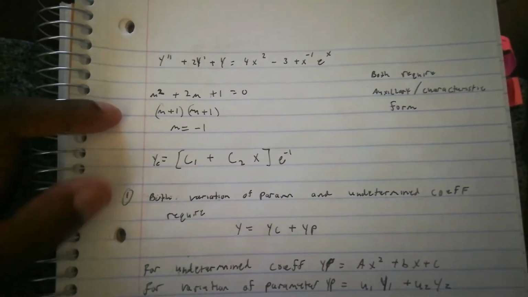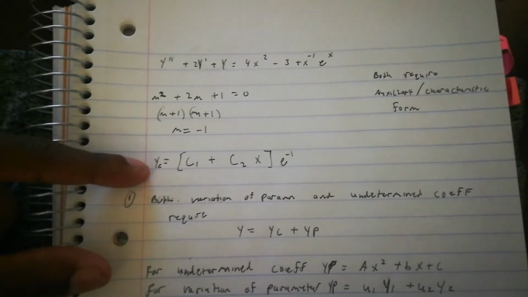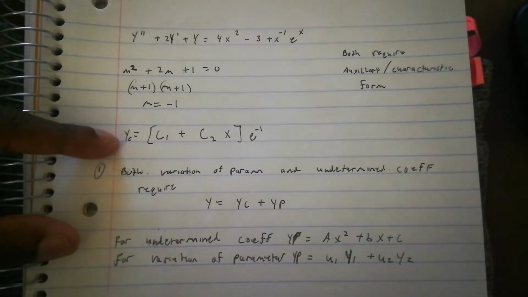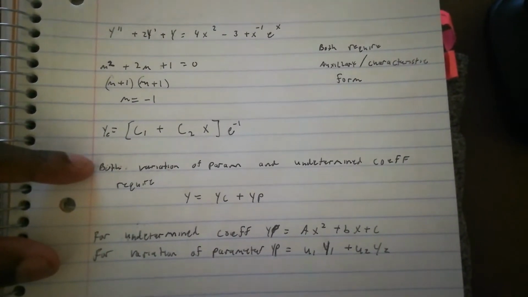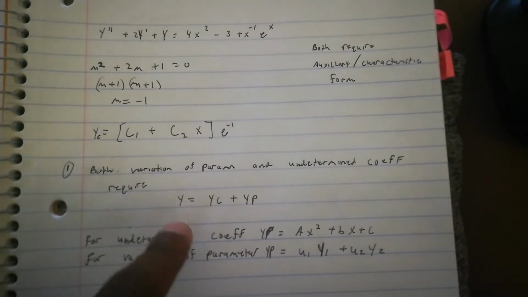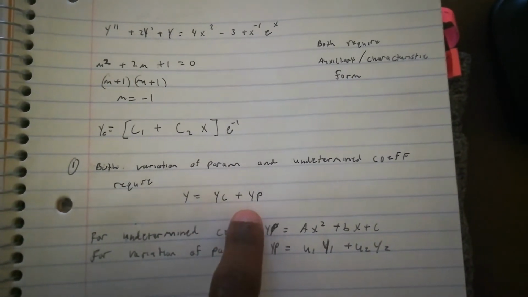So I did as such, because m1 equals m2. This is the general form that we will get for the differential equation. Both variation of parameters and undetermined coefficients require that y is equal to yc, your characteristic, plus yp. For the method of undetermined coefficients, we use yp, which is our particular solution, and for my particular solution I use quadratic form of ax squared plus bx plus c.